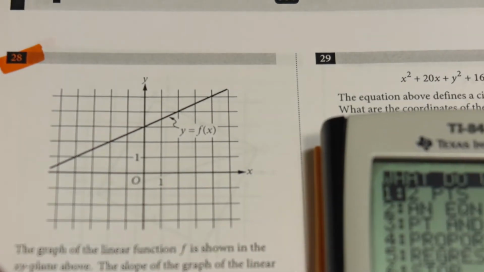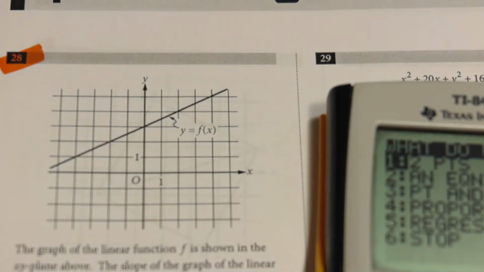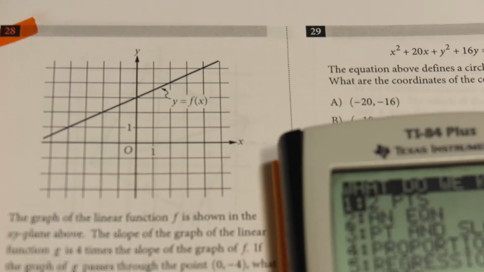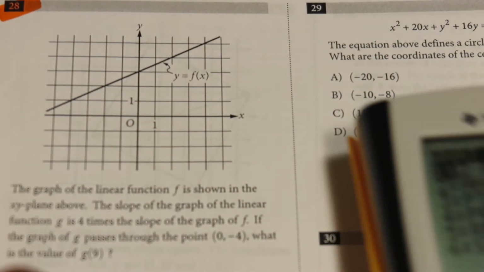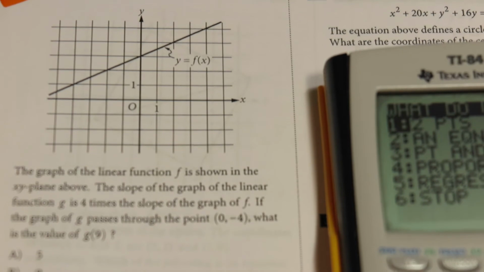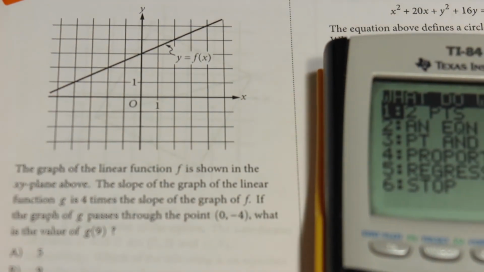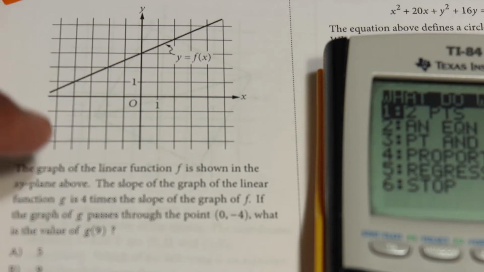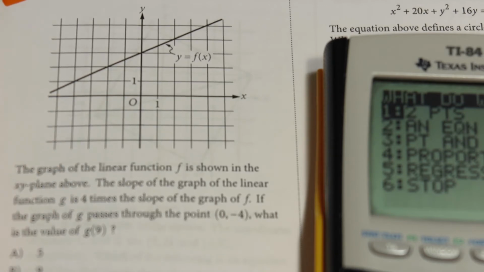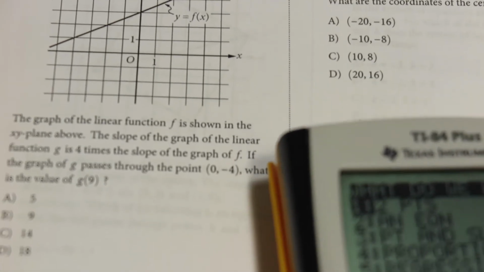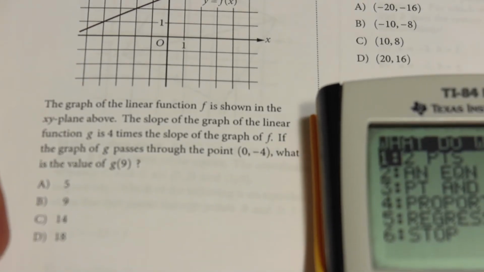All right, so this question here was taken from practice test number 5. It's number 28, and let me see if I can get it in here so that we can read it pretty clearly. All right, it says the graph of a linear function f is shown above. The slope of the graph of the linear function g, which is not shown, is 4 times the slope of the graph of f. If the graph of g passes through the point (0, -4), what is the value of g(9)?